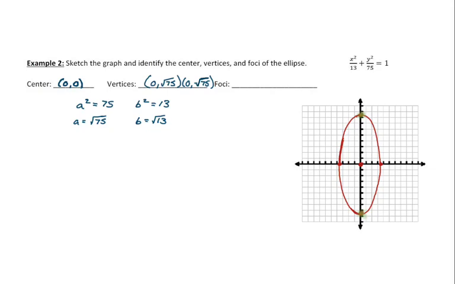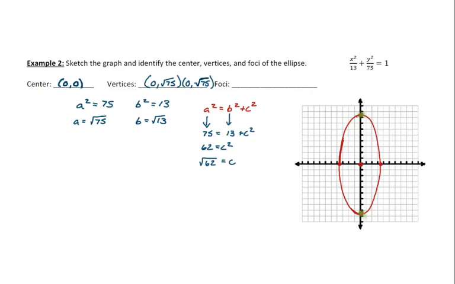And then where are my foci? I need to find c before I can say exactly where those foci are. The way I do that is by using the equation a squared equals b squared plus c squared. And then I replace a squared and b squared with the values I identified at the very beginning of the problem, which are 75 and 13. So if I solve for c, I would get c to be the square root of 62. And now where is the square root of 62? It's somewhere between 7 and 8.